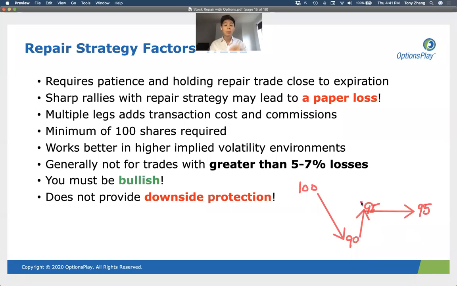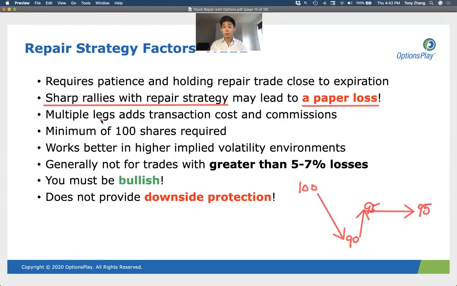Because if the stock makes a big move to the upside or rallies very quickly, you're going to need the patience to wait for this to decay in value because most of that comes from the time decay as you get closer and closer to expiration. So when you get a sharp rally with the repair strategy, it may actually lead to a paper loss. So you might see an unrealized loss on your repair strategy, and you have to wait till expiration for that unrealized loss to turn back to an unrealized gain.